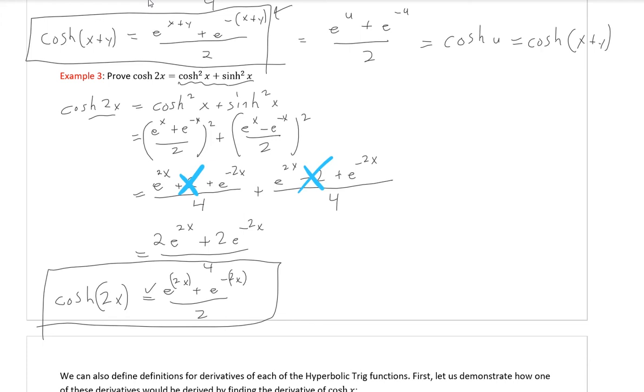Again, if you want to go further and say u equals 2x, and then say that this is e to the u plus e to the negative u over 2, which is of the form of cosh of u, or cosh of 2x, that's also fine. Depends on how you would like to approach the proof.